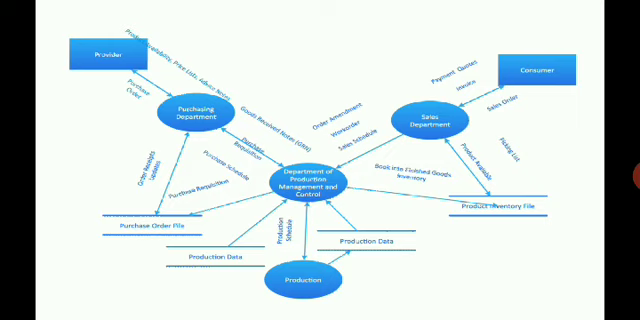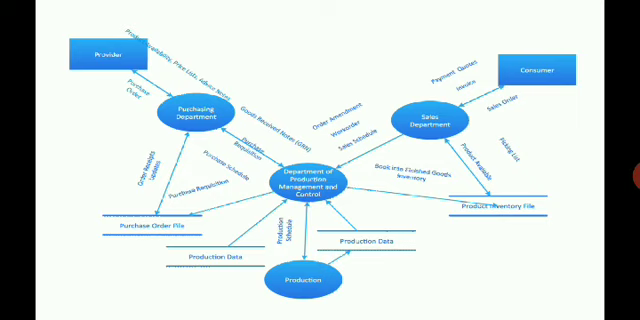So here we have these three processes, providers and consumers, and all these things: the purchasing department, the sales department, the department of production management and control, and production. The central one is the department of production management and control. And there are a number of databases or data stores that we can say. So how many are there?